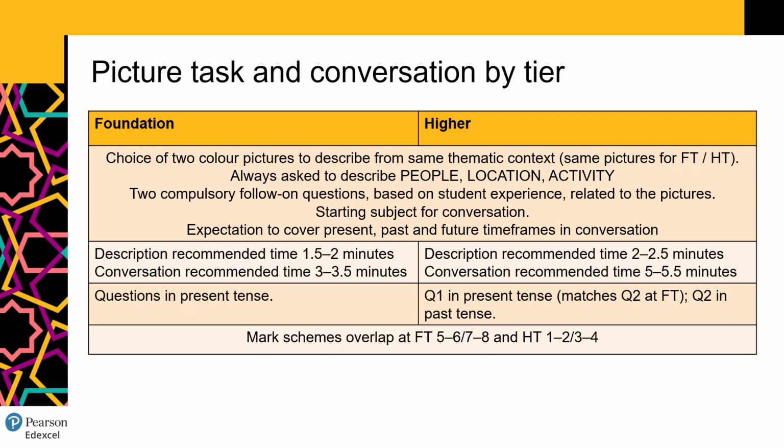Picture task and conversation by tier. As with the read aloud and role play slides, this looks at the similarities and differences between the tiers. This is a crossover task, with the description being differentiated by outcome and the conversation both by the demand level of teacher-examiner questions and the responses produced by the candidate. Only the compulsory questions are differentiated by tier. You'll see where the mark schemes overlap in the final row.